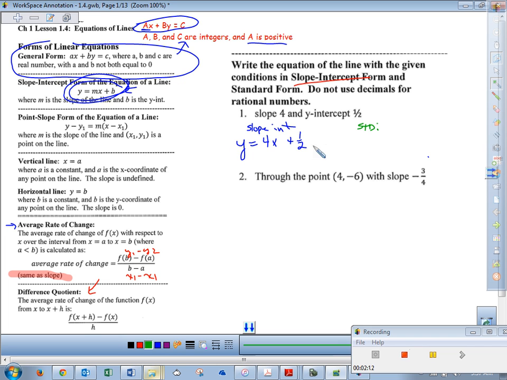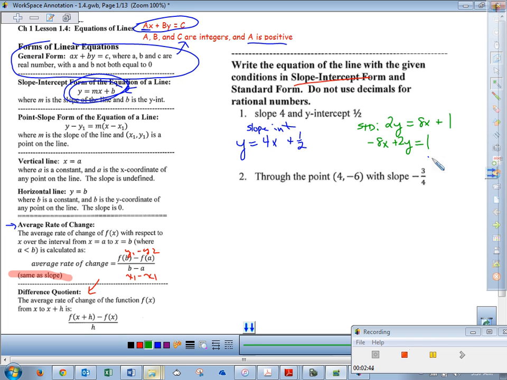to clear the fractions. See how it's got a divide by 2 in there, right? So I'm going to multiply every term times 2, and I'm just going to have 2y equals 8x plus 1. Holler if you need some help following me. I just took every term times 2, correct? Now I just got to put them in the right order. The stuff with the x has to come first, so I'm going to subtract him over and get negative 8x plus 2y equals 1. And that's still not in standard form.